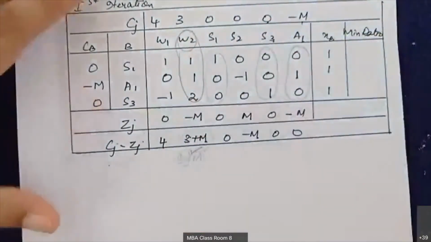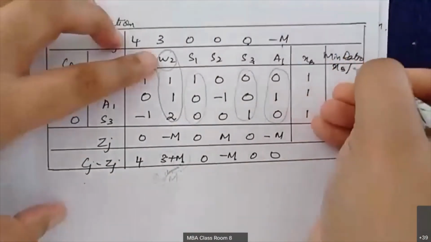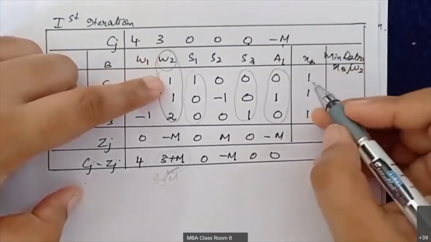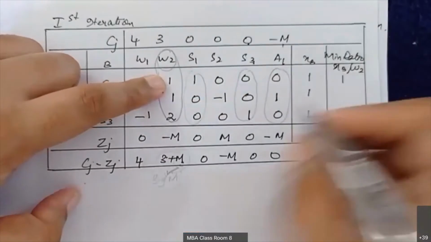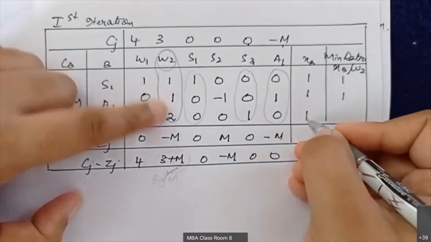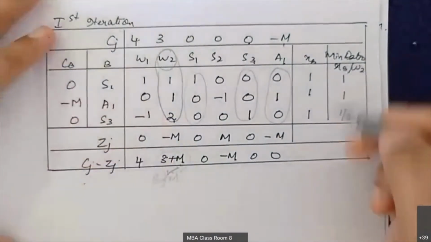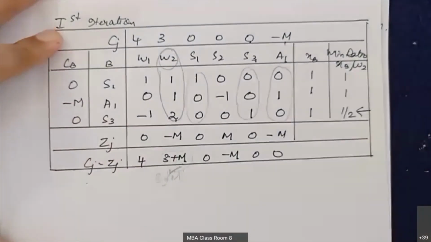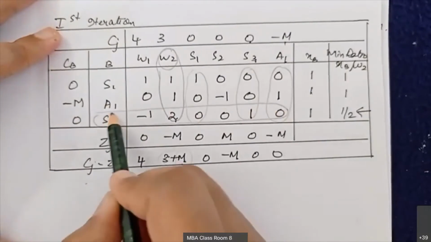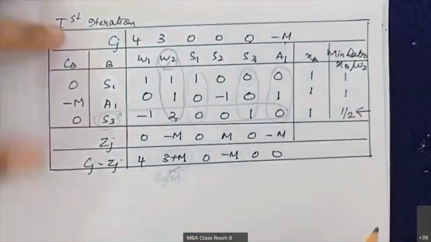Okay, and what is our outgoing vector? For deciding the outgoing vector, we will take XB divided by W2, which is our key column. Here we have 1 divided by 1, that is 1. Again, here we have 1 divided by 1, that is 1. Here we have 1 divided by 2, that is 1 by 2. Minimum ratio means we take the least value. So S3 is going to be the leaving vector, and W2 will be the incoming vector.